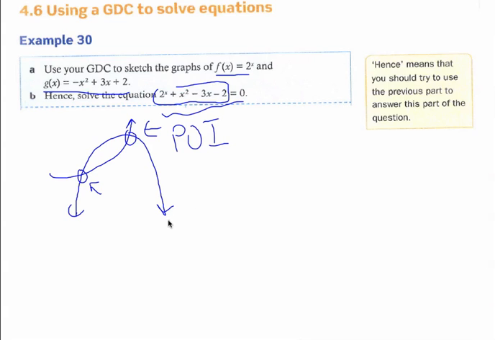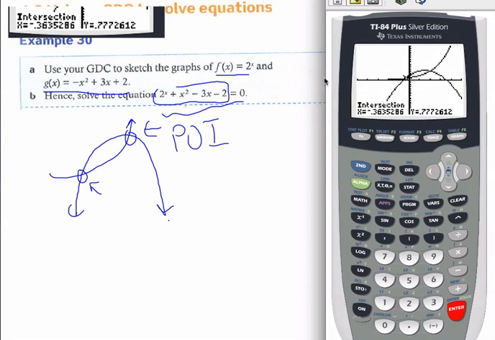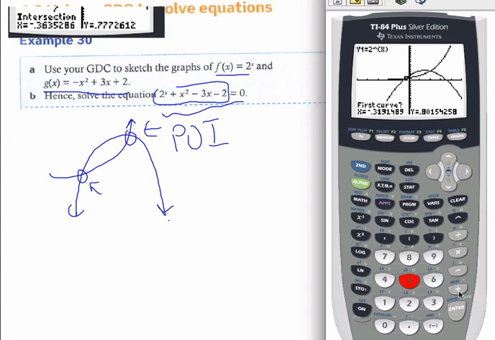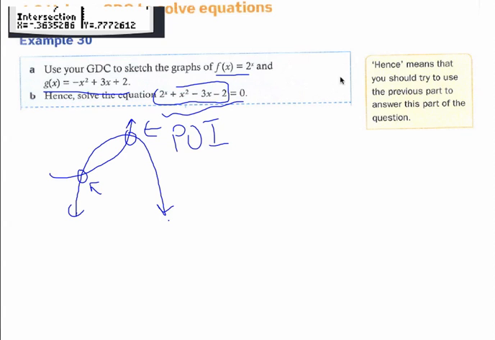I'm just going to copy and paste that over here. And then we're going to do the same thing to get the other point of intersection. So 5. So I'm going to click enter, and then enter. And then my guess, I'll just move the cursor closer to the other point of intersection. And press enter. And the other intersection is 2, 4. So that one's pretty easy. So 2, 4.